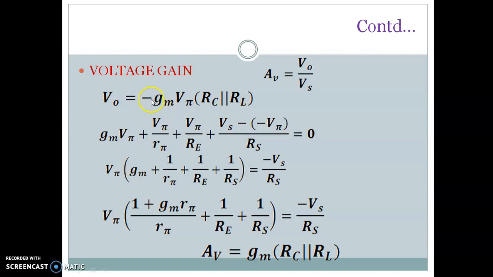It is already here we have got Vπ, here you got minus Vs by Rs. So substituting that you will get it as plus gm times Rc parallel RL. You can imagine that all this term groups together as 1 by Rs. Therefore Rs will get cancelled, and you get it as gm times Rc parallel RL.